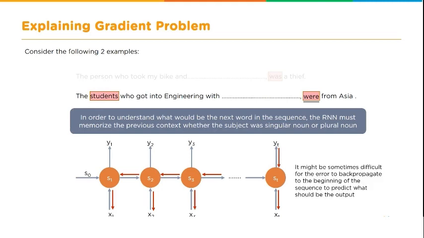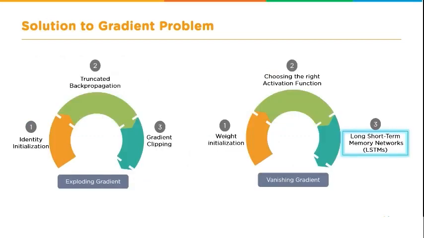It might be sometimes difficult for the error to backpropagate to the beginning of the sequence to predict what should be the output. So when you run into the gradient problem, we need a solution. First, we're going to look at exploding gradient, where we have three different solutions depending on what's going on.